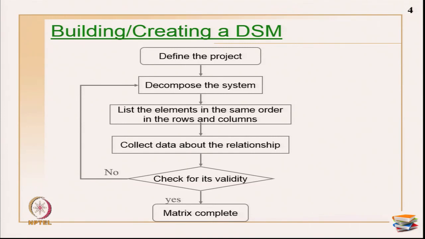Then you decompose the entire project into as many elements as possible. You can stop at level 1, you can stop at level 2. The common method of decomposition we have seen in the earlier classes is WBS. You can go through the same WBS methodology to decompose the system, stopping at level 1, 2, 3 wherever you want, and you can build the DSM. I will show you that also in today's class with various levels of DSM formation.